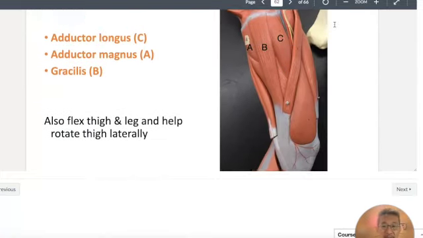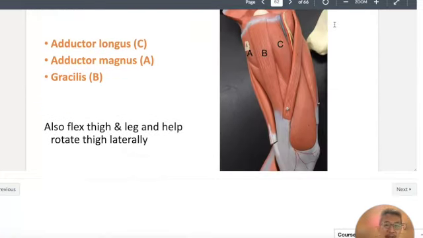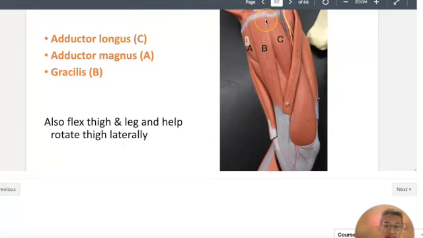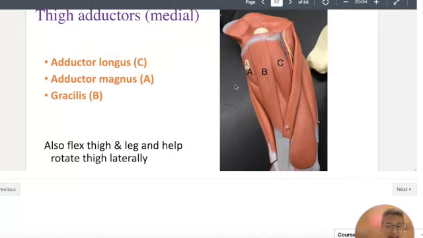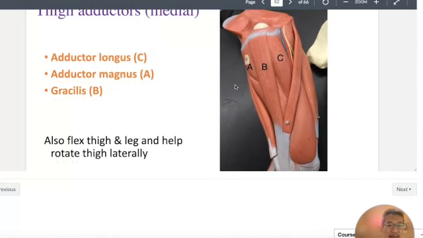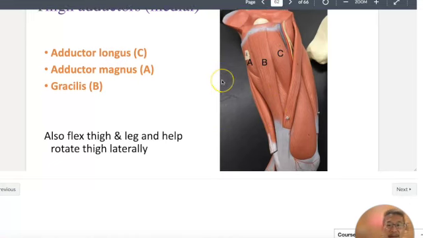Now let's talk about the inside of the knee. There is your adductor longus and magnus. So adductor means they pull the knee inward. Okay, this is the inside of the knee. And the gracilis is that side. Gracilis. Gracilis is right there. The magnus is inside, and the longus is there.